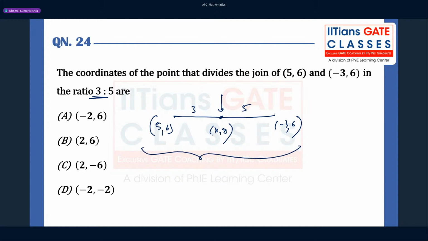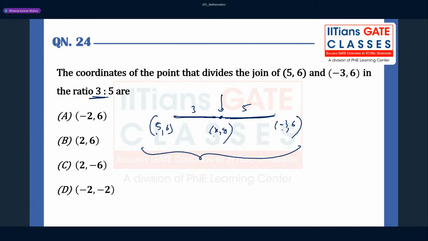Again you have to use the section formula to determine this x and y, right? So this is a very important question. I believe everybody knows how to solve this kind of question. Since they are not equally divided, you can see 5 and 3 are not equal, so you can't say that this will be the midpoint. Suppose this is equally divided, then x would be (5 minus 3) by 2, which is nothing but 1, right? But since this is more compared to this, you have to realize that.